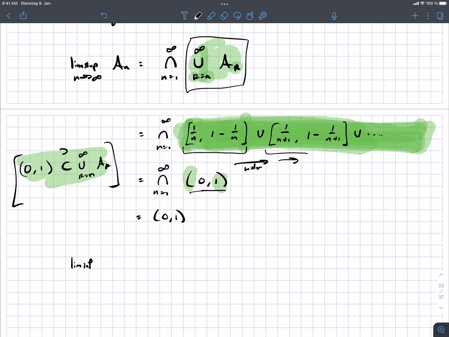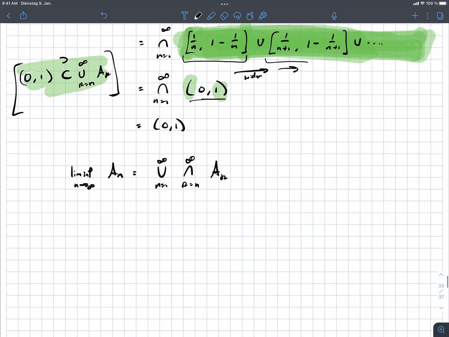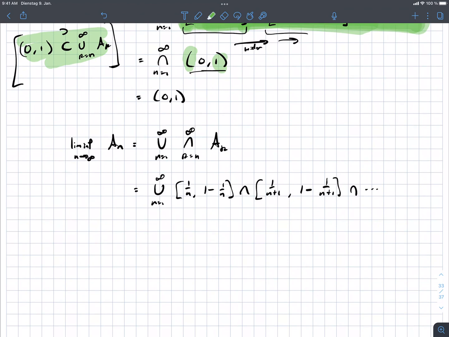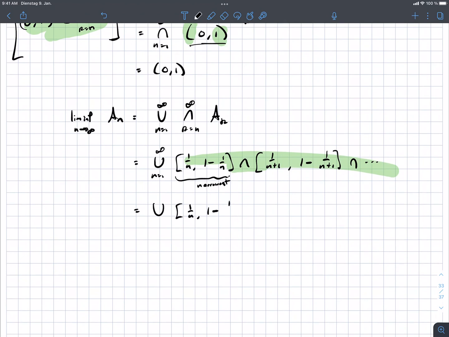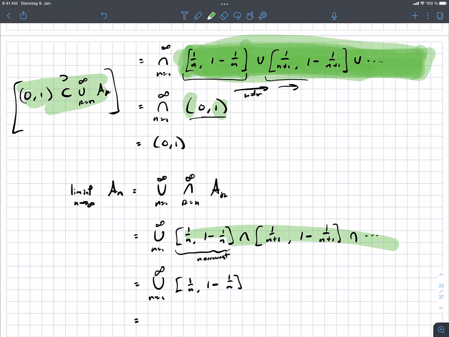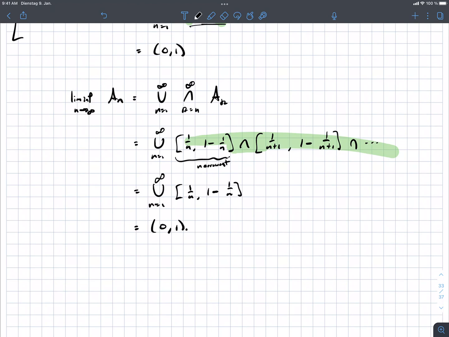Okay, so let's take the lim inf of this. And so this one, I've got to begin with the union and then intersection n up to infinity A_k. So now this is going to be the intersection: 1 minus 1 over n intersect 1 over n plus 1 up to 1 minus 1 over n plus 1. The intersections keep going. And now, if I take the intersection of these, I'm going to be left with just this first set, because this is the narrowest interval, and it's contained in all the other ones. So I'm going to wind up getting this, n equals 1 up to infinity, and this now is just what I had here, and so that's the interval 0 to 1.